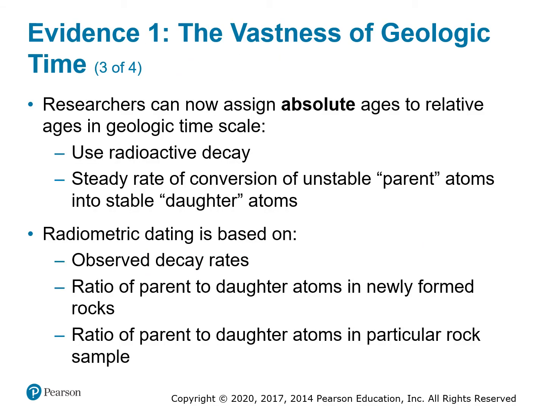We can now assign absolute ages to things because of the way we use isotopes. Isotopes are not stable atoms, but they degrade at a constant rate. So if we know what that rate is, we can find how much of each isotope is present in a rock sample, and we can tell you how old something is.